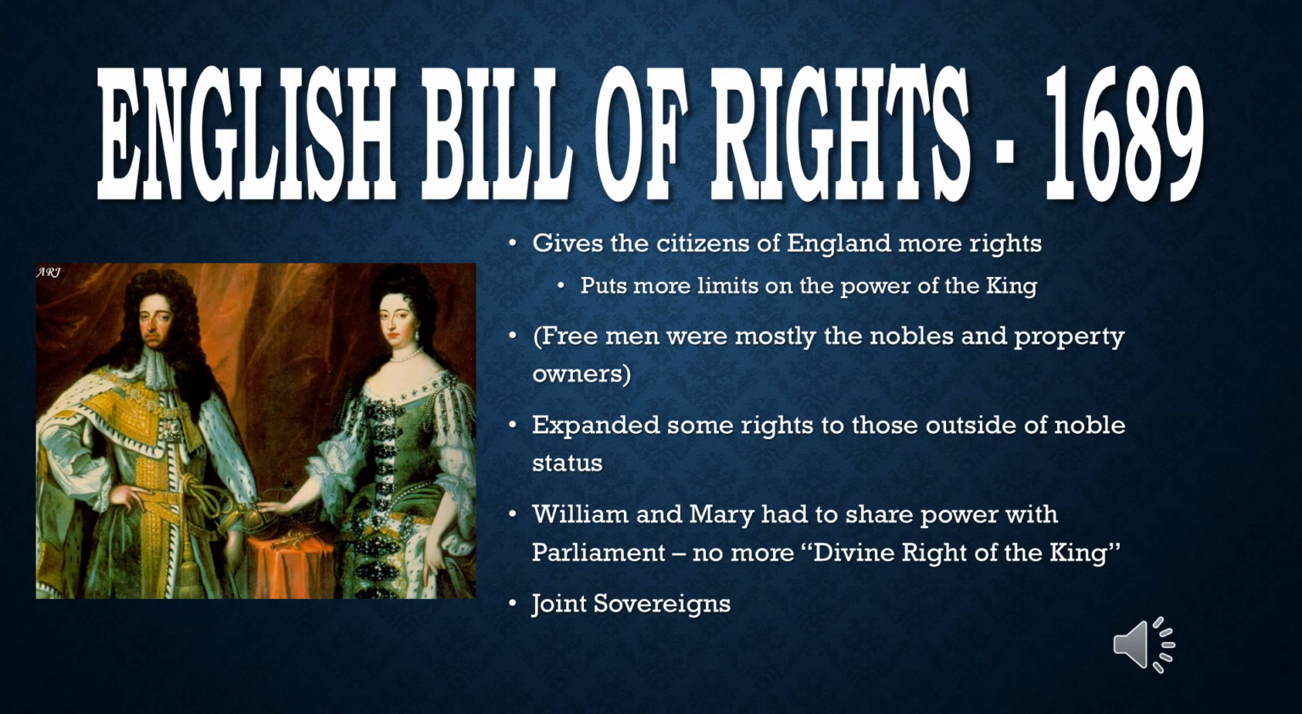William and Mary, who are leaders at the time, had to share that power. So that is what is called joint sovereigns. So between William and Mary in Parliament, they have to actually share the power of rule. So that's what we refer to as joint sovereigns. So remember, sovereign is the person who rules.